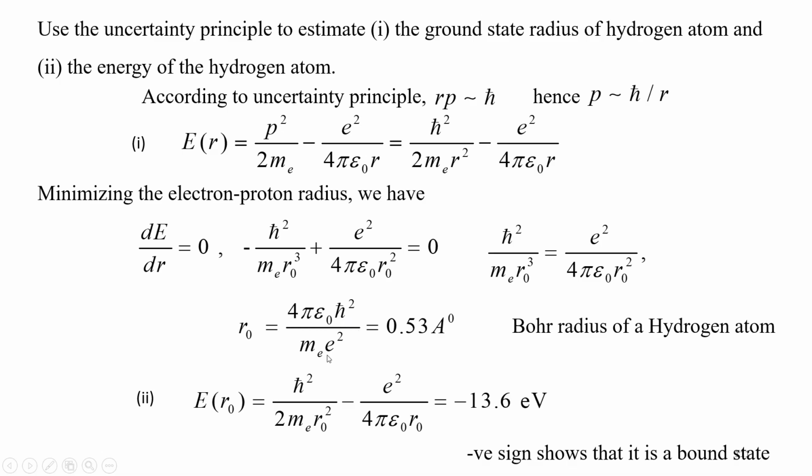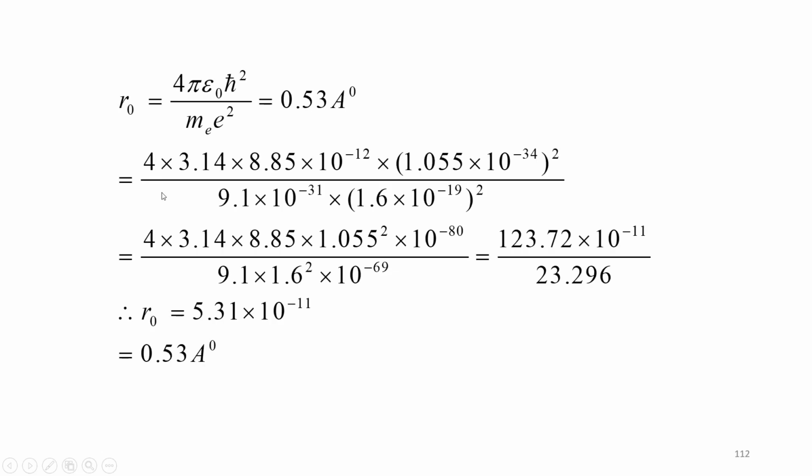This is equal to 0.53 angstrom, which I have worked out here. I have substituted the values: 4 multiplied by π as 3.14, ε₀ as 8.85 times 10 to the power minus 12, ħ squared, which is h divided by 2π, giving 1.055 times 10 to the power minus 34 whole squared, divided by the mass of the electron and the charge of the electron. I have simplified, and it is in meters. Now we can get it in terms of angstrom, which is about 0.55 angstrom.